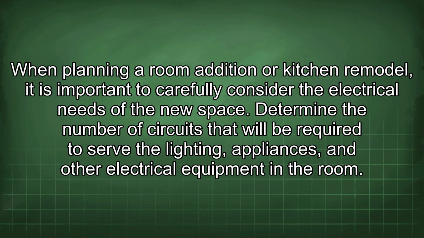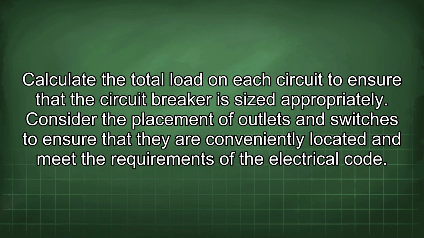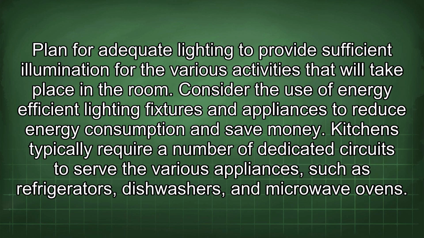When planning a room addition or kitchen remodel, it is important to carefully consider the electrical needs of the new space. Determine the number of circuits that will be required to serve the lighting, appliances, and other electrical equipment in the room. Calculate the total load on each circuit to ensure that the circuit breaker is sized appropriately. Consider the placement of outlets and switches to ensure that they are conveniently located and meet the requirements of the electrical code. Plan for adequate lighting to provide sufficient illumination for the various activities that will take place in the room. Consider the use of energy-efficient lighting fixtures and appliances to reduce energy consumption and save money.